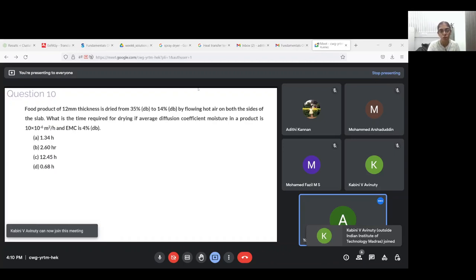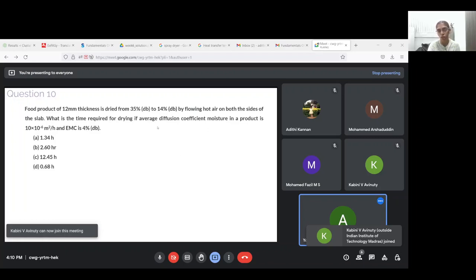Okay, so moving on to question 10. The food product of a 12 millimeter thickness slab is dried from 35% moisture, dry basis, to 14% moisture, also dry basis, by flowing hot air on both sides of the slab. So what is the time required for drying if the average diffusion coefficient of moisture in the product is 10 into 10 power minus 6 meter square per hour and equilibrium moisture content is 4%?